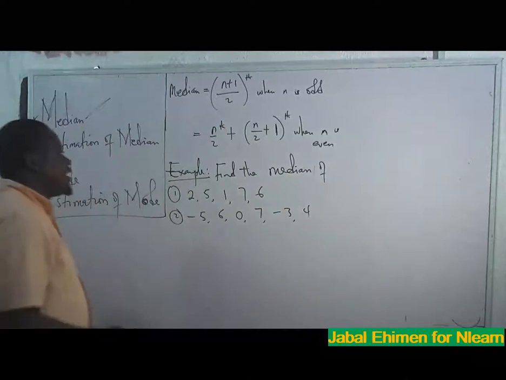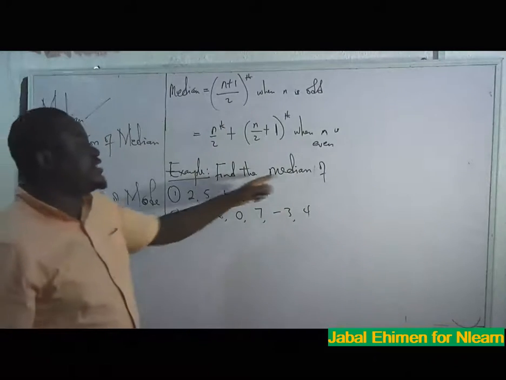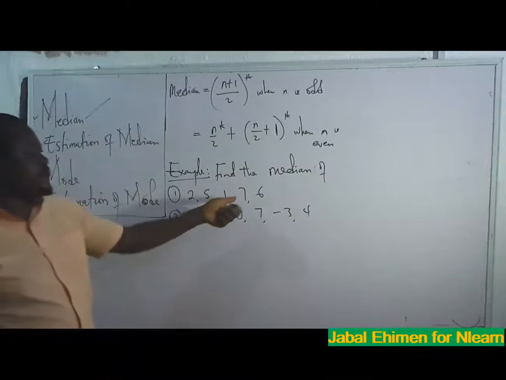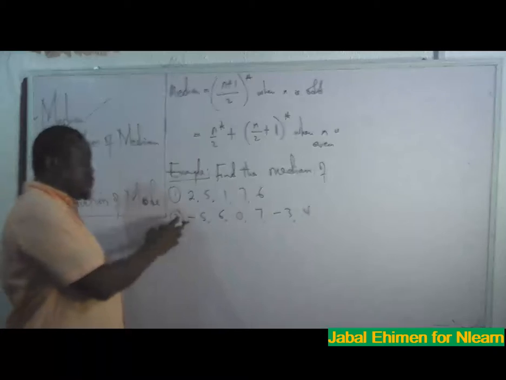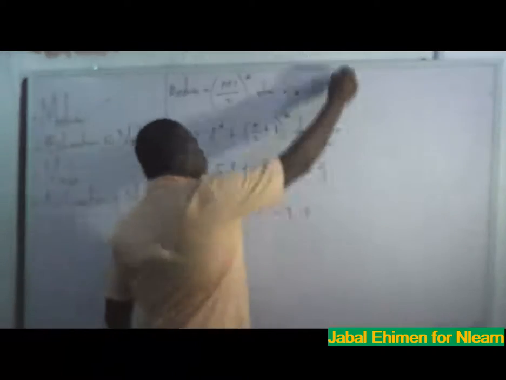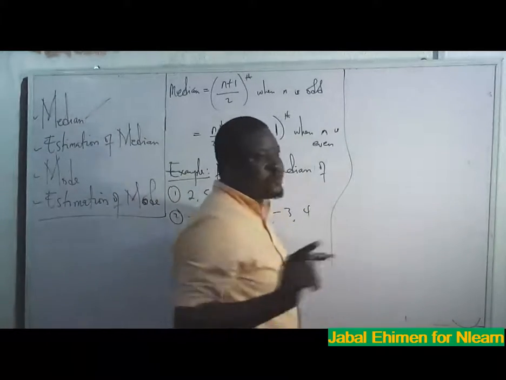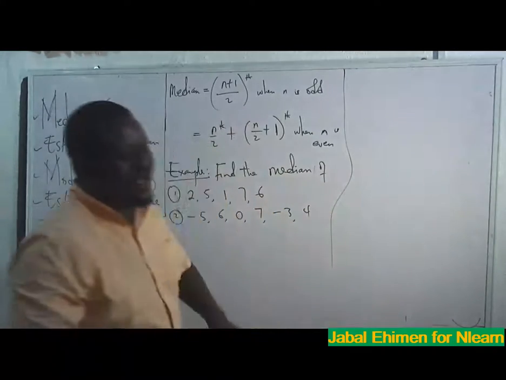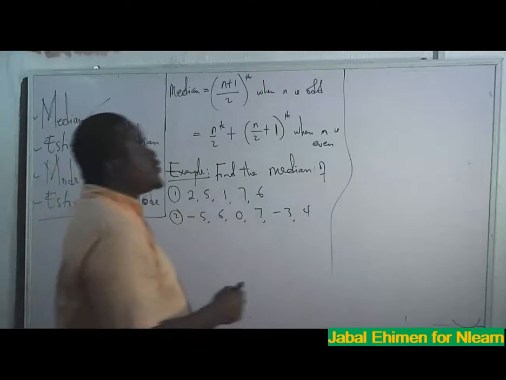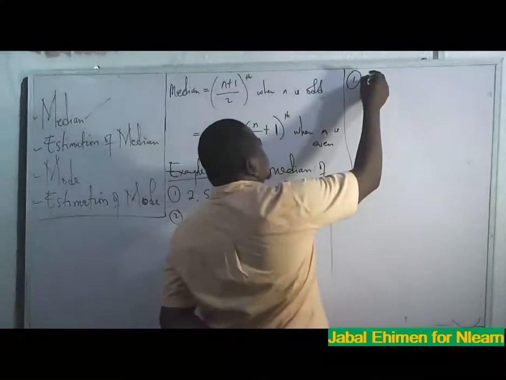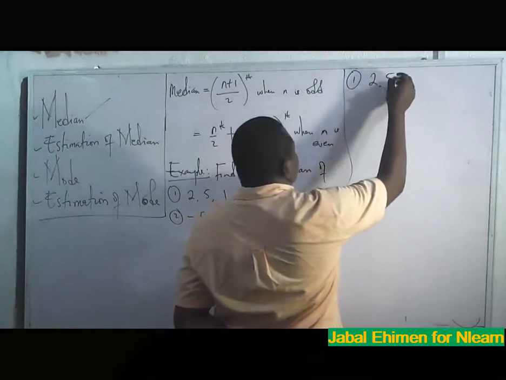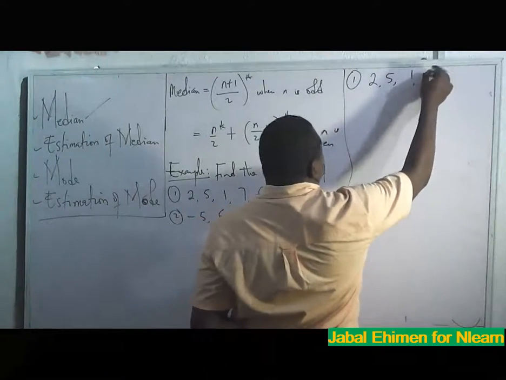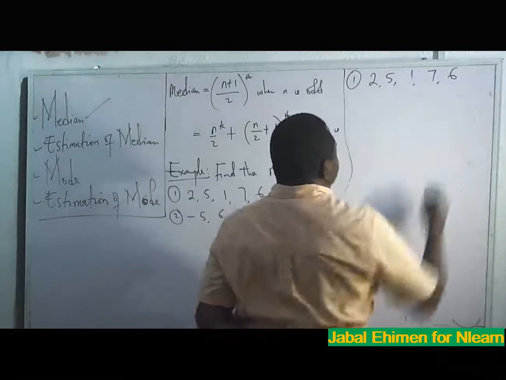So from here, let's take an example. It said find the median of 2, 5, 1, 7, 6. And question 2, but let's start with question 1 first of all. These are for ungrouped data that are scattered. So from here you have question 1, you have 2, you have 5, you have 1, you have 7, you have 6.